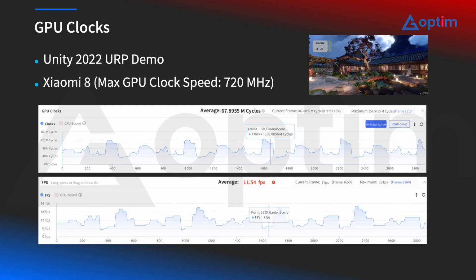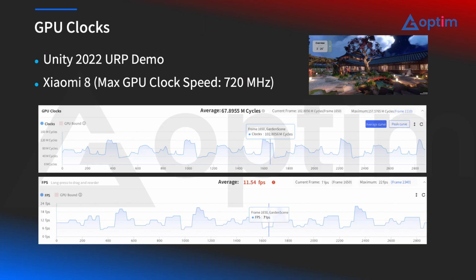Next, let's look at a real-world test case. This is the garden scene from the Unity 2022 URP demo, tested on a Xiaomi 8 device. The two charts below were captured using our God Online tool. One shows FPS, and the other shows clocks. On the Xiaomi 8, the GPU maximum operating frequency is 720 MHz.